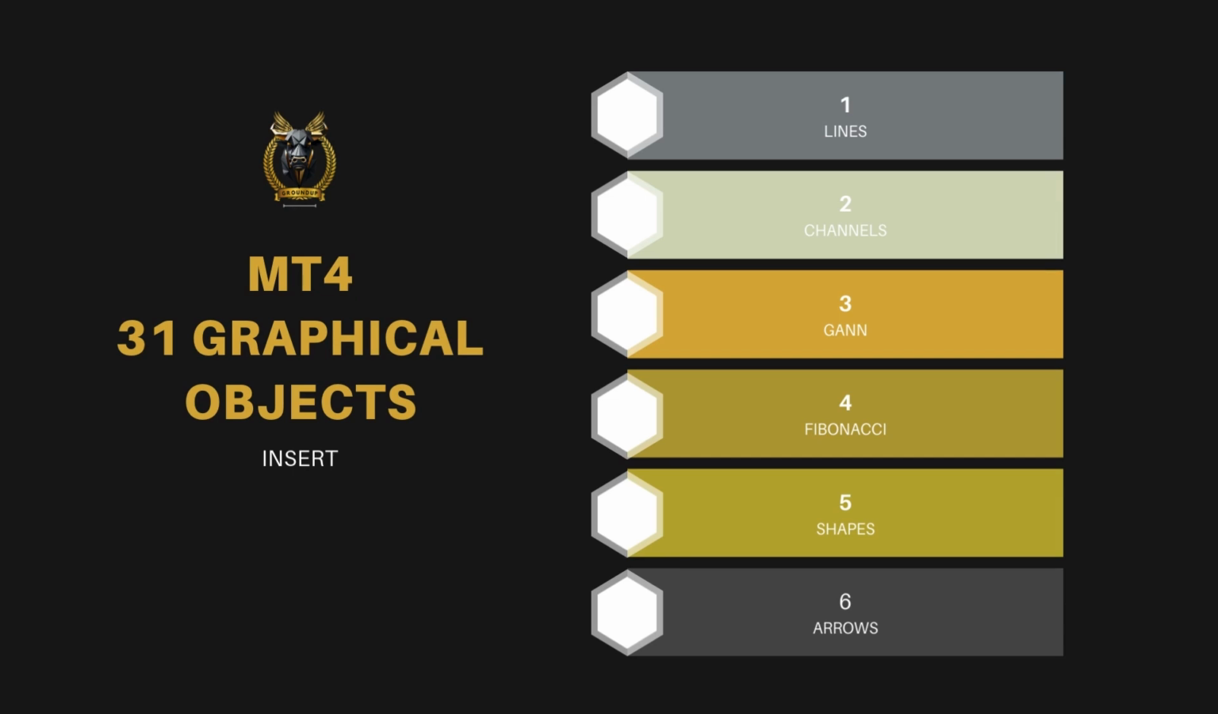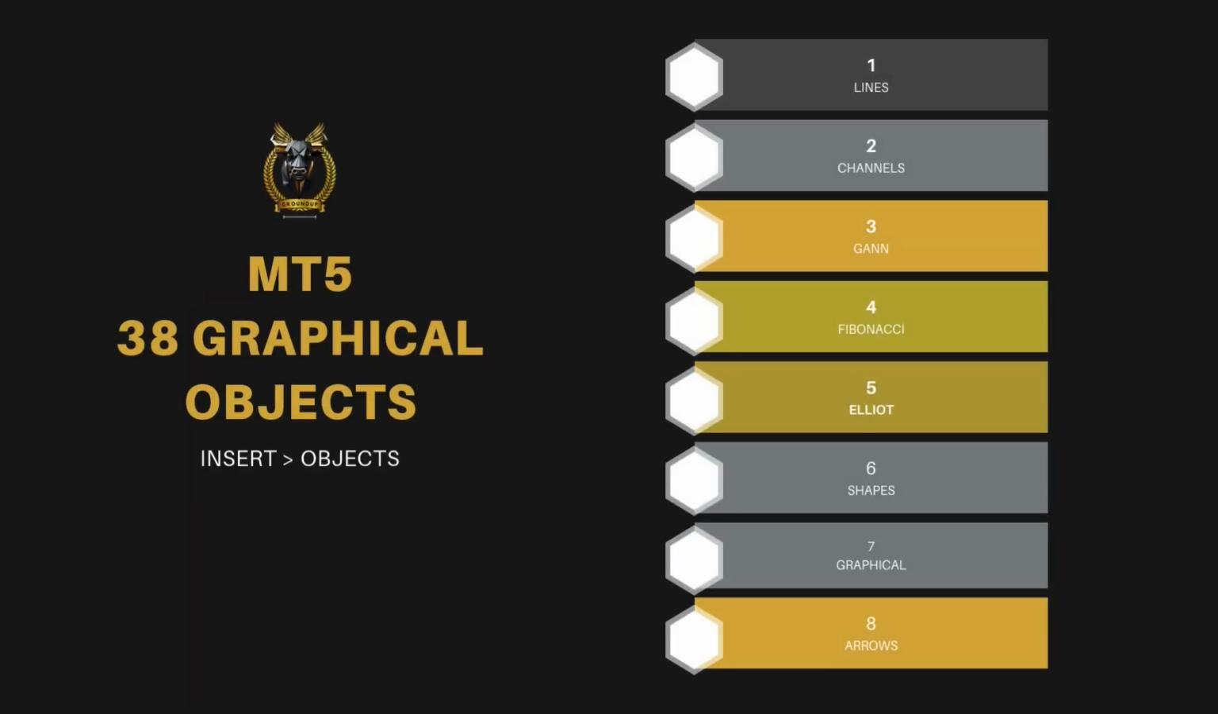MT4 has 31 graphical objects, which all you need to do is just go to your insert and you'll see them right there, which include your lines, your channels, your Gann, your Fibonacci, your shapes, and arrows. But now, since this is MT4 and it has 31 of them, let's see what MT5 has for us.